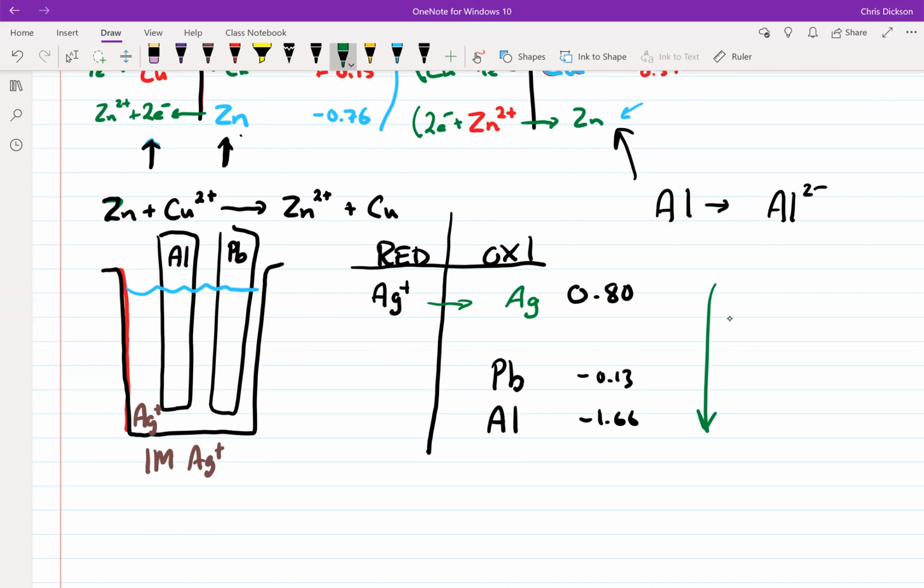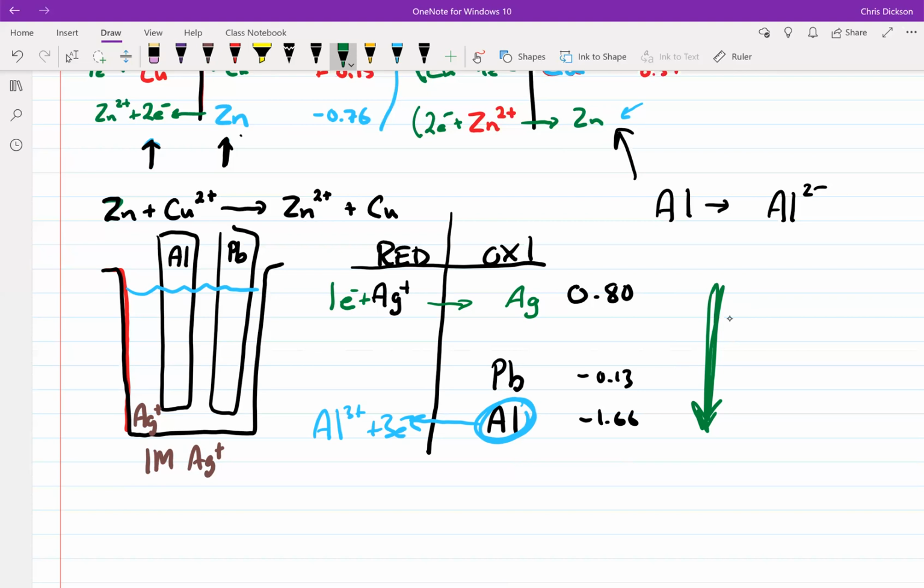Now, what about the oxidation reaction, the reducing agents? Which chemical, lead or aluminum, should get oxidized? And once again, it's about going downwards on the table. So the lower down you are, the more likely you are to get oxidized. So in this case, the aluminum is the lowest thing on the table on the right-hand side. So it is the one most likely to get oxidized, which is going to give us aluminum 3 plus and 3 electrons. And the silver is going to require 1 electron to get reduced.